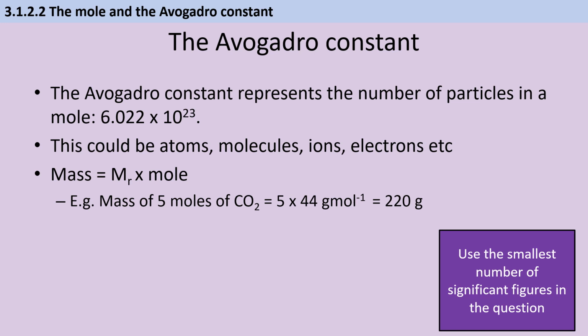The second topic is the amount of substance topic, and we start off with the mole and the Avogadro constant. You should know that the Avogadro constant represents the number of particles in a mole, and that could be atoms, molecules, ions, electrons, literally anything.